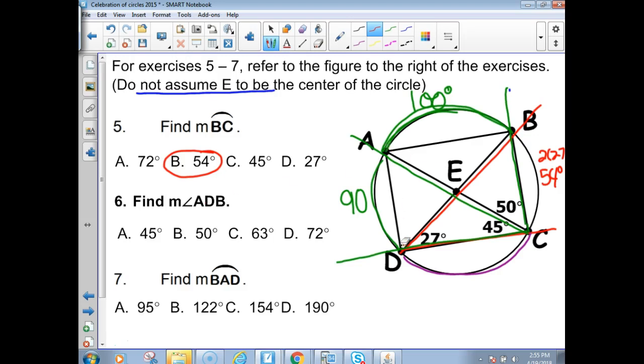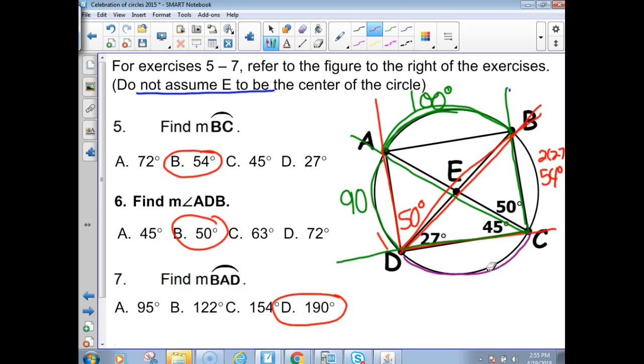Angle ABP. Oh, this angle is going to be half of that arc. So that's going to be 50. You see why? Half of 100. Okay, and then the measure of arc BAD would be 100 plus 90. So it would be 190.